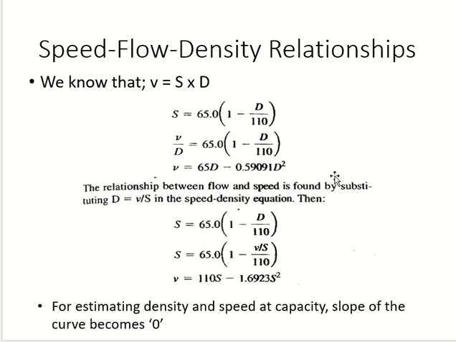Then I go back to the first equation again. Now I want to replace D. So D equals what? V over S. So from this equation, I replace D with V over S, and the equation becomes between flow and speed. If you open the bracket and take all the ratios and so on, this is the final equation. Clear? Any questions?